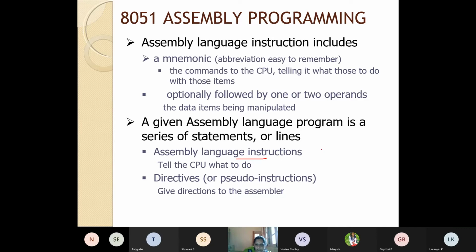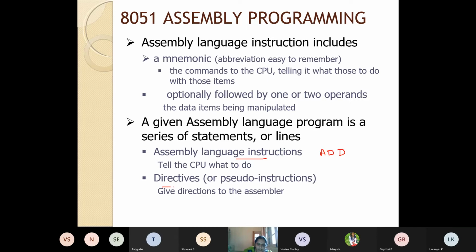Assembly language instructions include add, subtract, mul, div, inc for increment, and DAA, decimal adjust accumulator. Any operation I want to carry out is instructed to the computer using an instruction. In addition to that, the 8051 has some more statements.